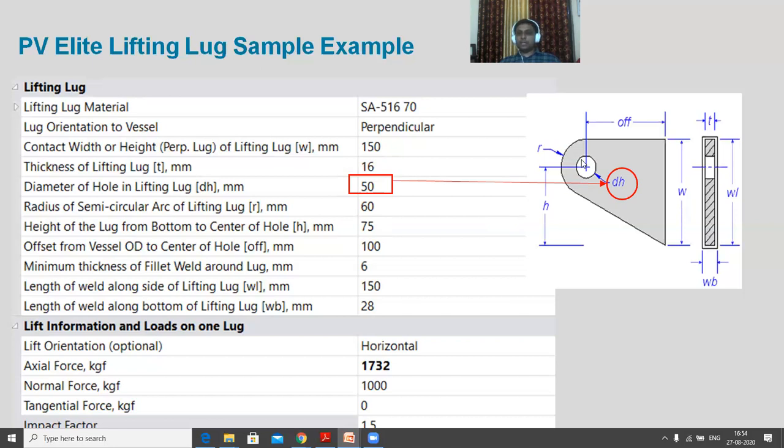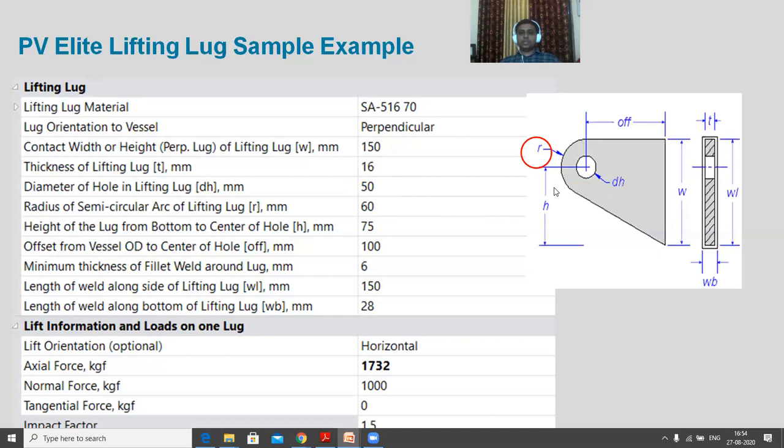Let's say the pin diameter is 40 or let's say 45, then we can say the lifting lug hole diameter will be 50. So please do remember in bearing area calculation, or in shear stress area calculation, we have to use the pin diameter only, because only that much area will come in contact with the pin. So this diameter we have to provide as the pin diameter. So DH will be equal to pin diameter, then this will be the radius.